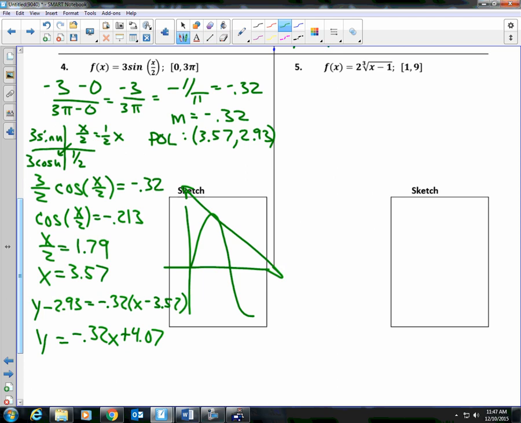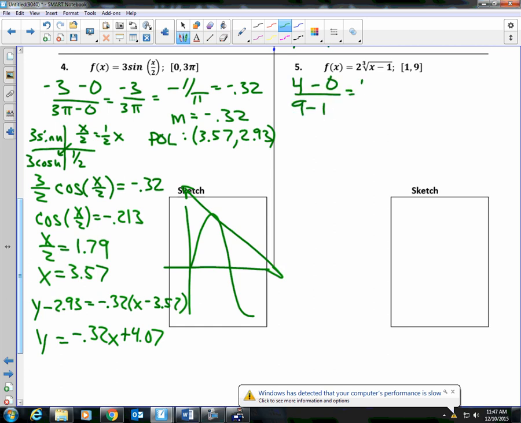Okay, so let's do f of b minus f of a. You plug in 9, what do you get? Cube root of 8 is 2, times 2 is 4. Minus, plug in 1 and we get 0, over 9 minus 1. 4 over 8 is a half.